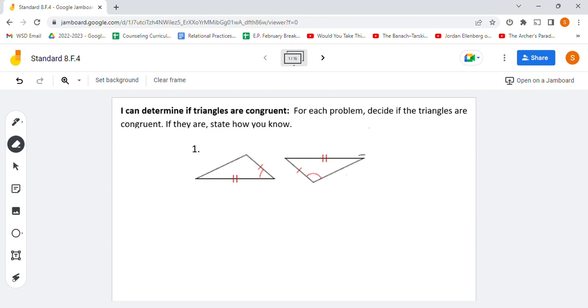Now it's possible that we could get some extra information, but with these two triangles they're not connected anyway. There's no vertical angles or connected sides or anything like that. So this one we do not have enough information.